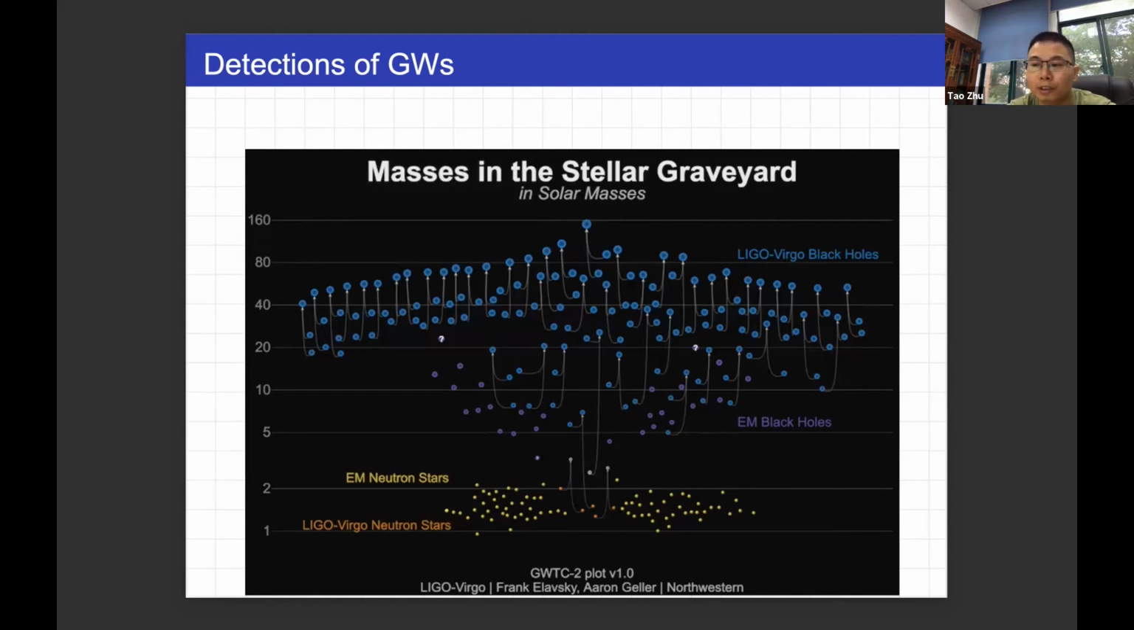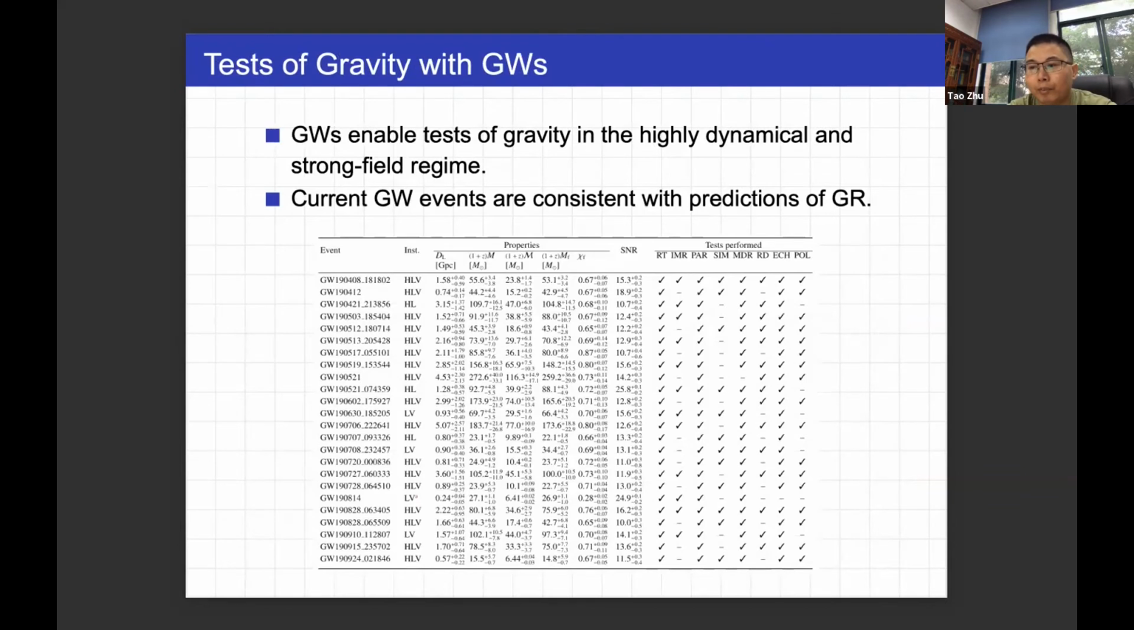And in the near future, together with 3rd generation ground-based detectors such as Cosmic Explorer and Einstein Telescope, and space-based detectors like LISA, Taiji, and Tianqin, we can detect more gravitational waves with improved sensitivities. With current and future improved detectors, gravitational waves have enabled tests of the nature of gravity in a highly dynamical and strong field region.